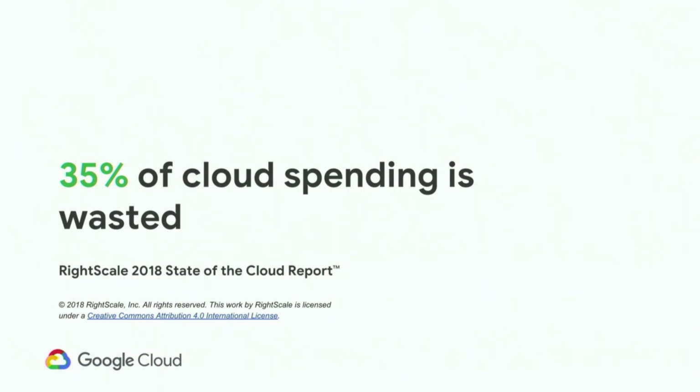All right, optimization. Up to 35% of cloud spending is wasted, according to RightScale's 2018 State of the Cloud report. There are a number of things that Google Compute Engine does to reduce wasteful cloud spending.